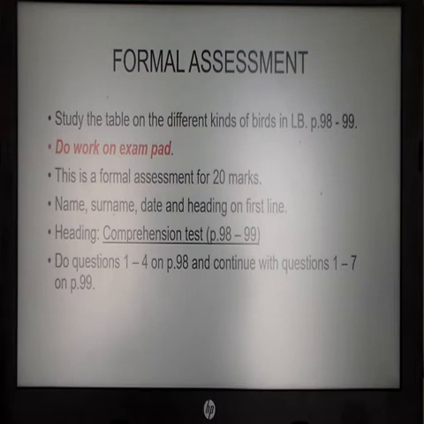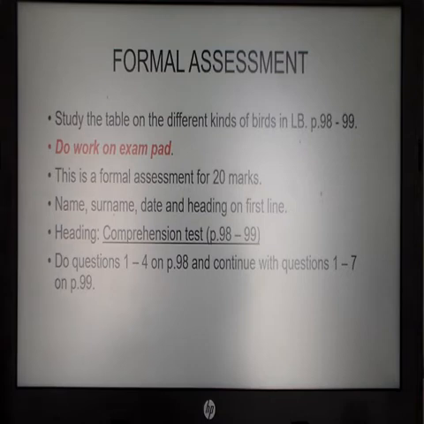I want you to do the work on an exam pad. So on the first line of your exam pad, you're going to write your name, your surname, the date, and the heading. Our heading for this exercise is comprehension test, and in brackets your page reference number, page 98 to 99. Then I want you to do questions 1 to 4 on page 98. It's right on top of page 98. The first question there is how many different birds are there in the table? So you answer those questions, and please, boys and girls, for comprehension, I want you to answer in full sentences, unless they ask you to only answer with a word.